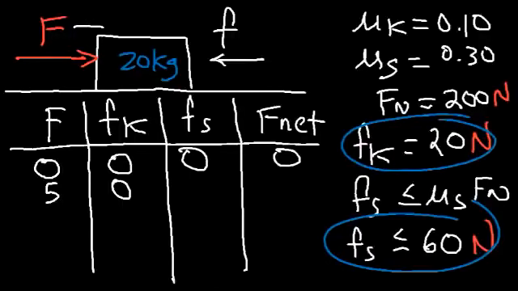Notice that for static friction, we have an inequality. It's less than or equal to 60. So static friction has a maximum value of 60. It's going to match the applied force until you exceed that barrier of 60. So if you apply a force of 5, the static friction will be 5. So the net force is 0, the block doesn't move.